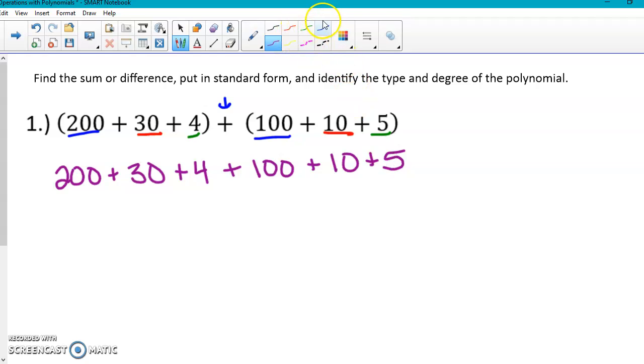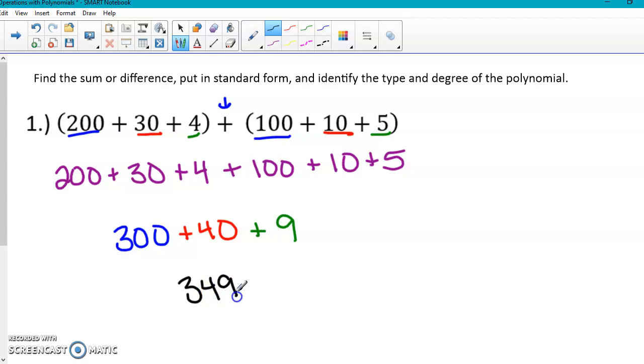All right, now we're going to go through and add all those terms that were like. So the 200 was like the 100. So 200 plus 100 makes 300. The 30 and the 10 were like. So 30 plus 10 gets me 40. And then the 4 and the 5 were like, which gets me 9. And of course, since all these are digits, they do not have variables in them like you are fixing to see. You can just add all those together and your final answer is 349. So that's the middle school way of teaching it, to do the hundreds, the tens, the singles.